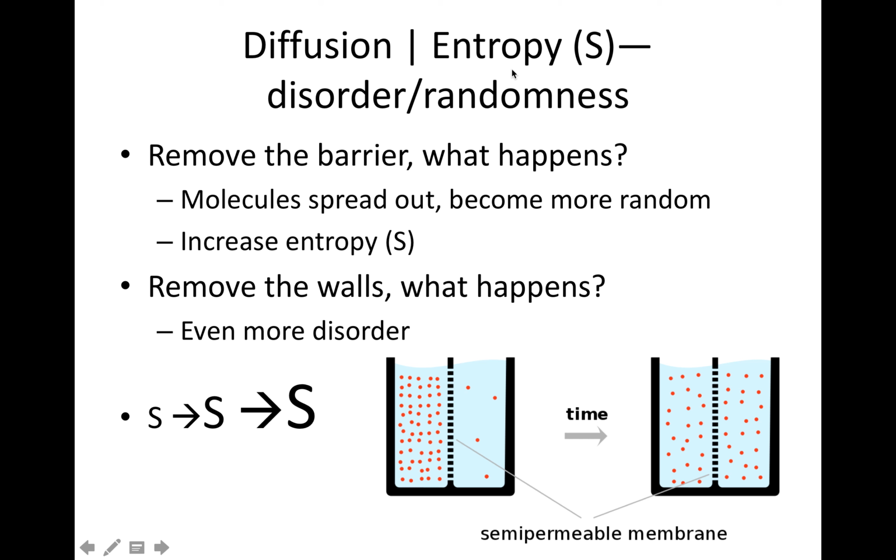Let's take a look at entropy, S. Remember, entropy is like disorder or randomness. So here I have this picture of the semi-permeable membrane, and we're looking at diffusion, moving from high concentration to low concentration. If we remove the barrier, what happens? Well, the molecules are going to spread out and become more random, and as a result, entropy is going to increase, right? So we're going to get even more disorder. And so you can see here, my S, my entropy, gets bigger and bigger over time.